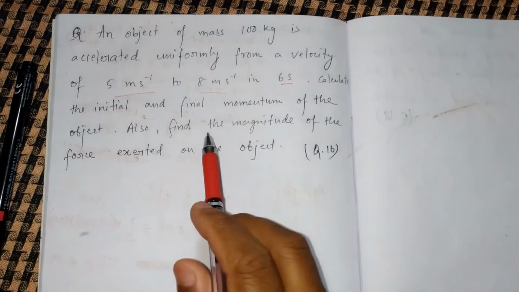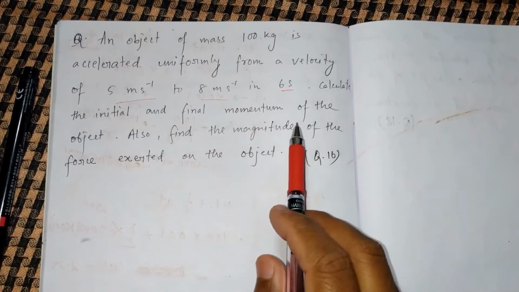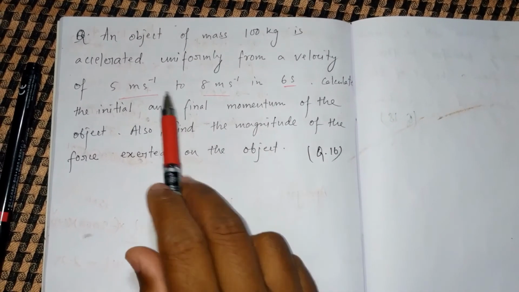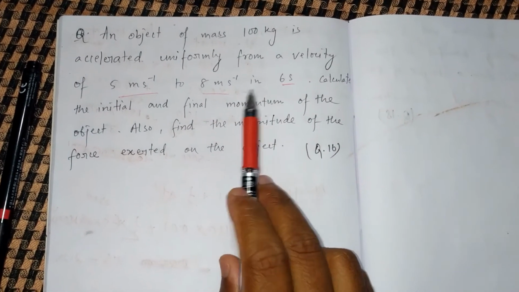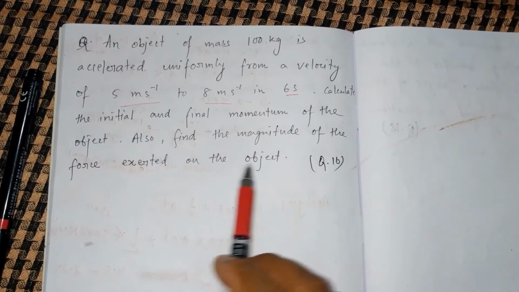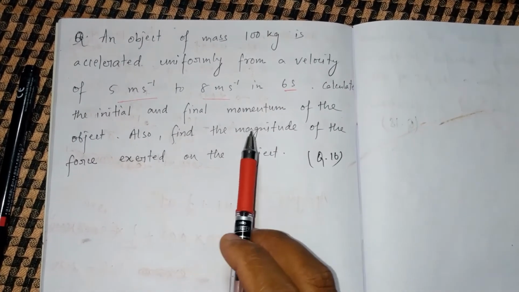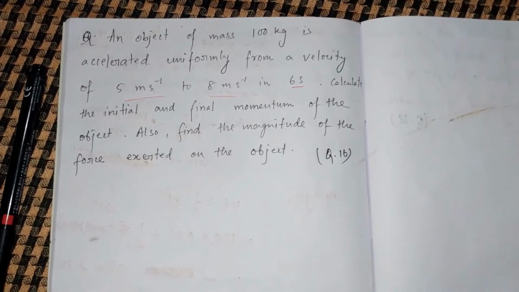As you can see, you need to find firstly the initial and final momentum, and we know the formula of momentum is mass into velocity. So we have the velocity, we know the mass, we can easily calculate the final and initial momentum. Then we have to find out the force also. So we'll apply some kind of formula to solve this one. So let's see how it is done.